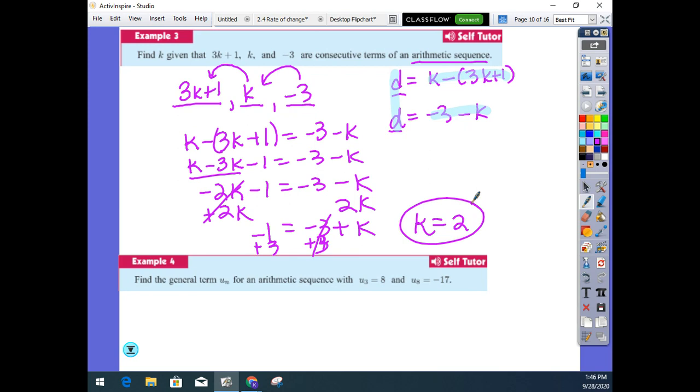Now, what I would also do just to show that it's arithmetic, if K is 2, does that make this sequence work? So 2 in for K, 3 times 2 is 6 plus 1 is 7. K is 2 and negative 3. So what do I do to 7 to get 2? Well, 2 minus 7 is negative 5. Negative 3 minus 2, negative 5. So that does make it arithmetic where I'm adding negative 5 every time. So this I did just to prove that this was true.